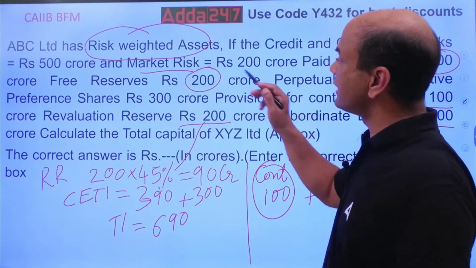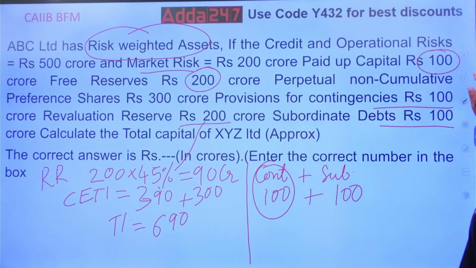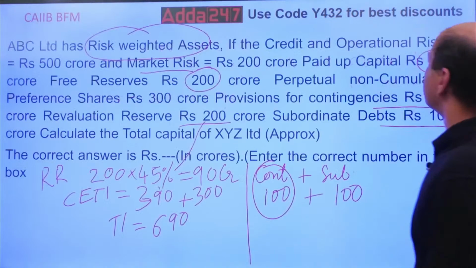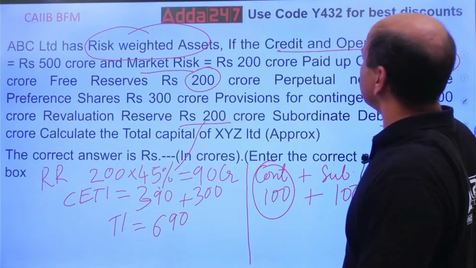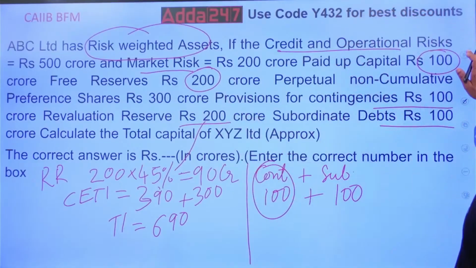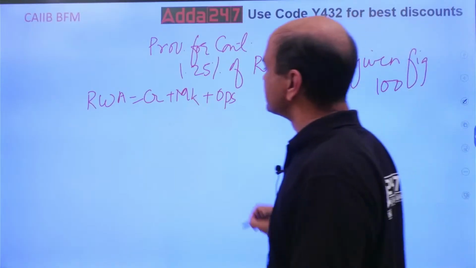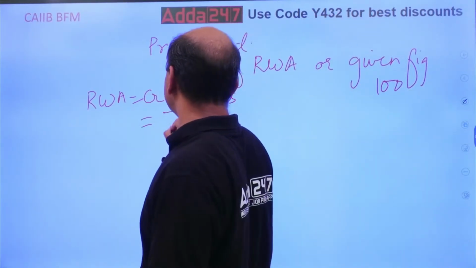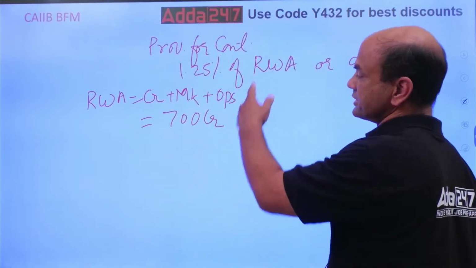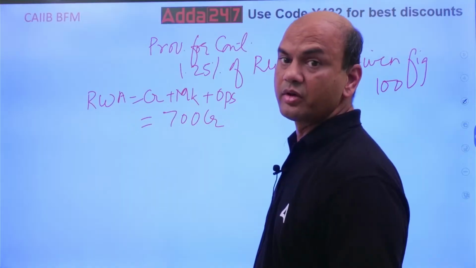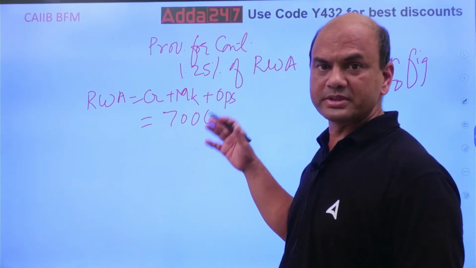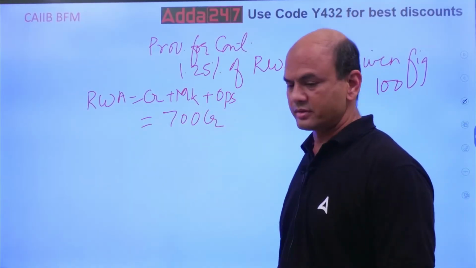So they have directly given the RWA. Add these. Credit and ops together is 500 and market is 200. So 5 plus 2, 700. So that is equal to 700 crores. Now 1.25% of 700. What is the answer? It's very less. Do it.